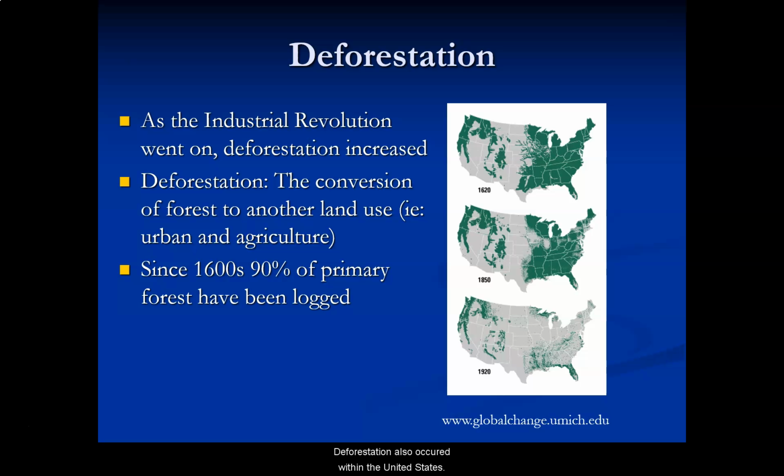Deforestation also occurred within the United States. Deforestation is defined as the conversion of forest to another land use, such as urban and agriculture. Since the 1600s, 90% of primary forests have been logged within the United States. And you can see the picture here on the right of the United States forest in the 1600s and how it decreased between the 1600s to the 1800s to the 1900s.